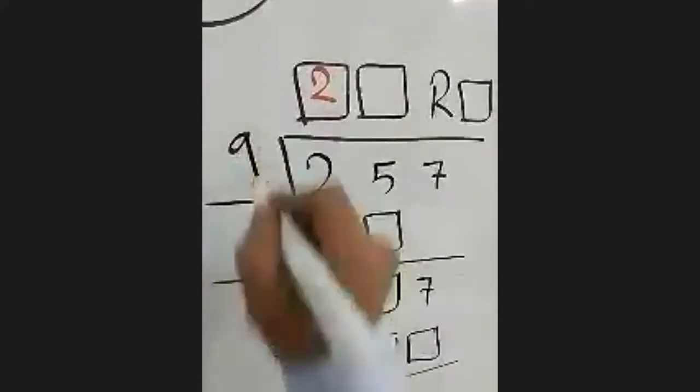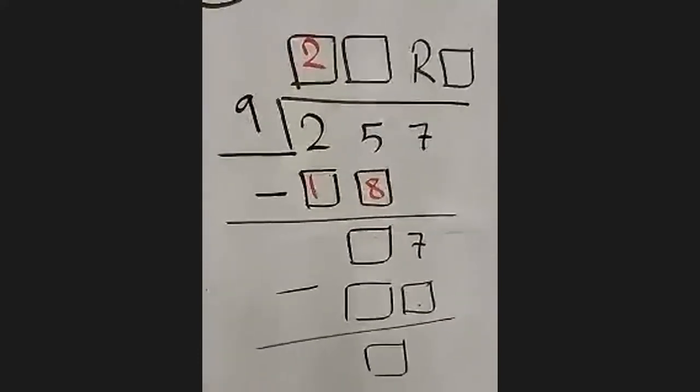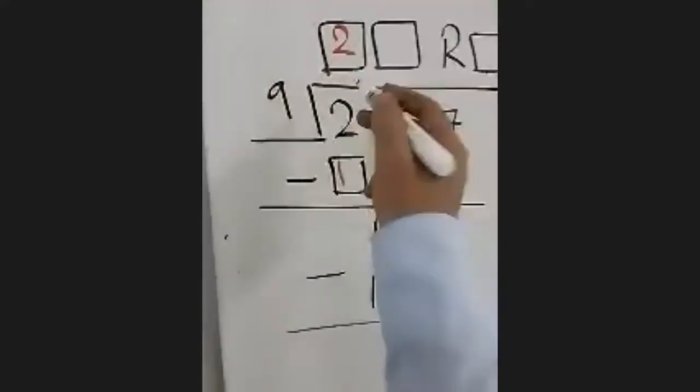So pick your pencil and focus with me here. Kareem, can you help me in the division now? 9 divided into 2, we cannot, so we'll take 25. 2 times 9 is 18. Let's subtract now. 5 minus 8 we cannot, so 2 will be 1 and 5 will be 15. 15 minus 8 is 7. Here 1 minus 1 is 0, no need to write 0. Now we have 7.